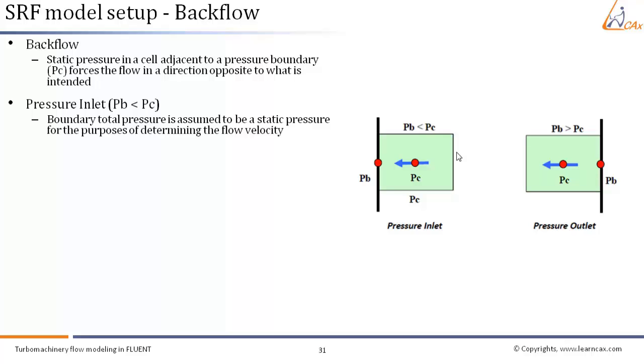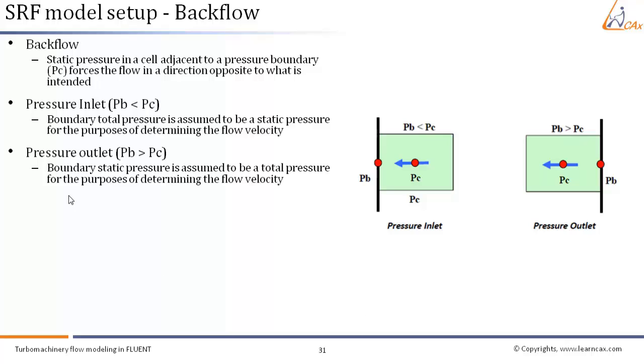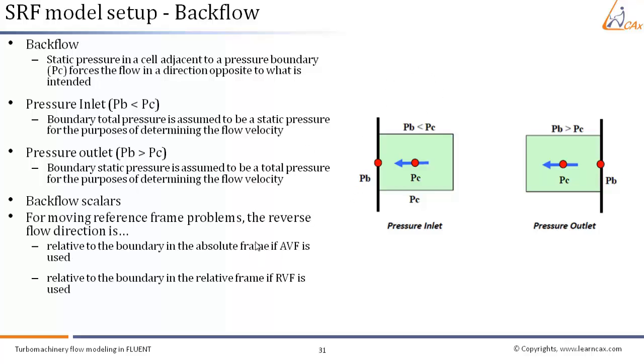Backflow scalars are obtained from the solution in this particular case. For a pressure outlet condition where the boundary pressure is greater than the cell pressure, in this case boundary static pressure is assumed to be total pressure for the purpose of determining the flow velocity, and backflow scalars like temperature and species are required to be specified in the case of pressure outlet boundary condition.